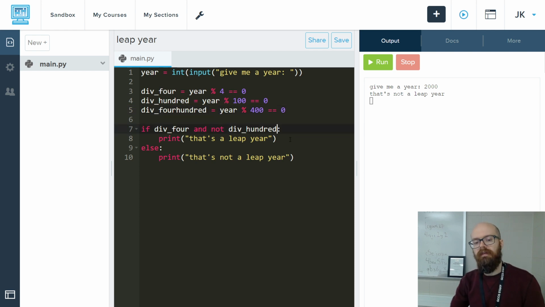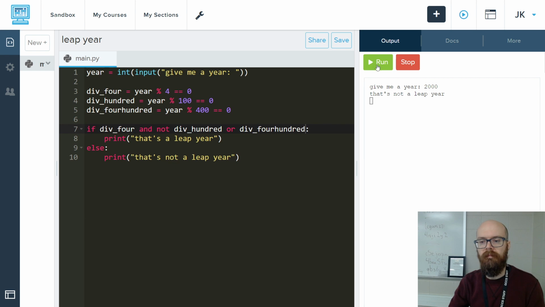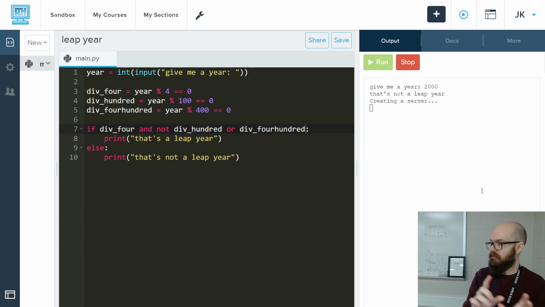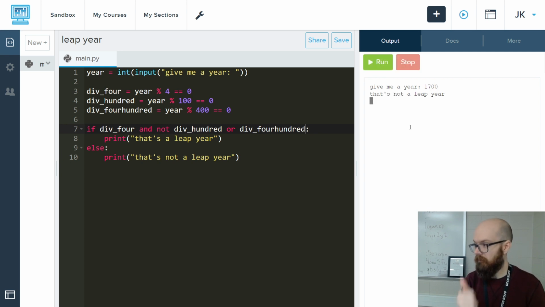So how do we do that? Well, we have to say, if this and not this, there's one more operator we haven't covered yet, or this. We used and, not, and or. That's all three of our primary logical operators. So let's do 1600 should be a yes. It is. 1700 should be a no. It is. 2023, our current year, should be a no.